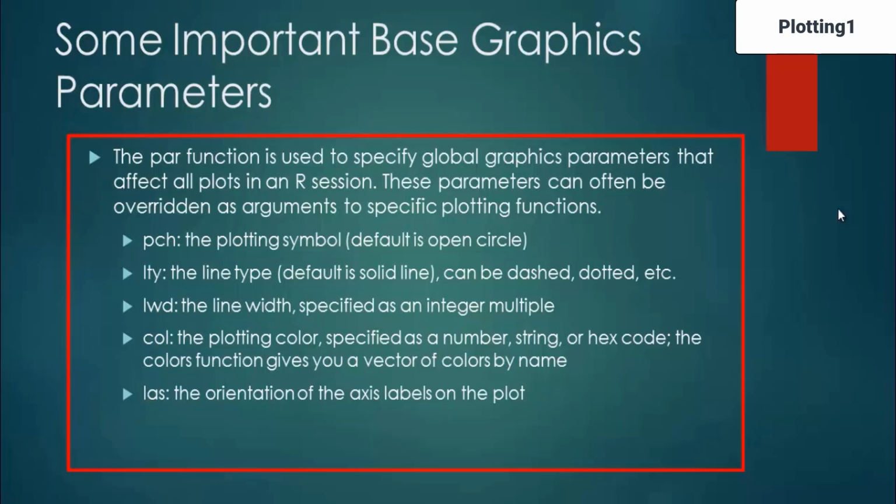COL is nothing but the color in which the plot is being made. The plotting color is specified as a number, string, or hex code. The colors function gives you a vector of colors by name. LAS is nothing but the orientation of the axis labels on the plot. So these are the parameters you need to know about when you start working with base graphics.